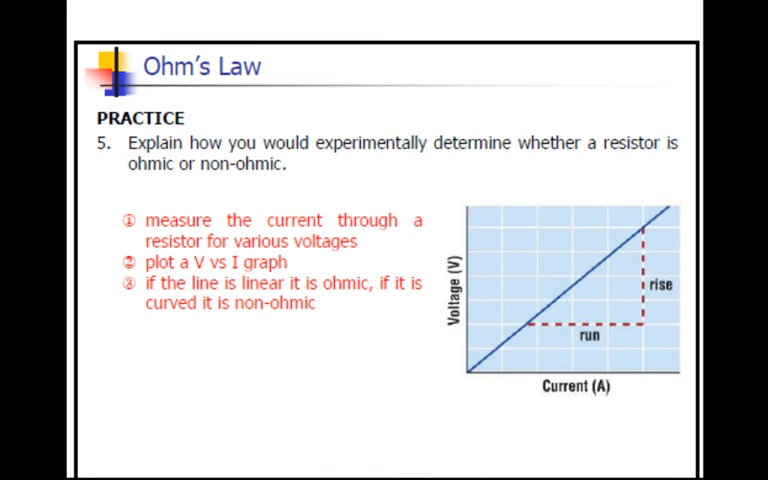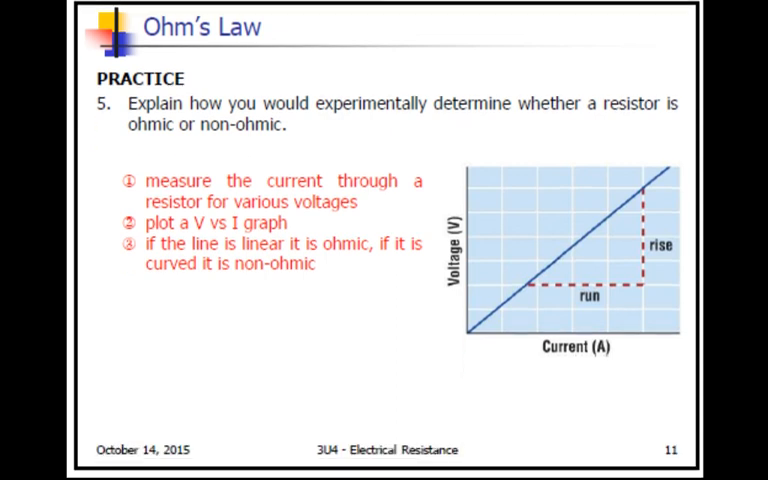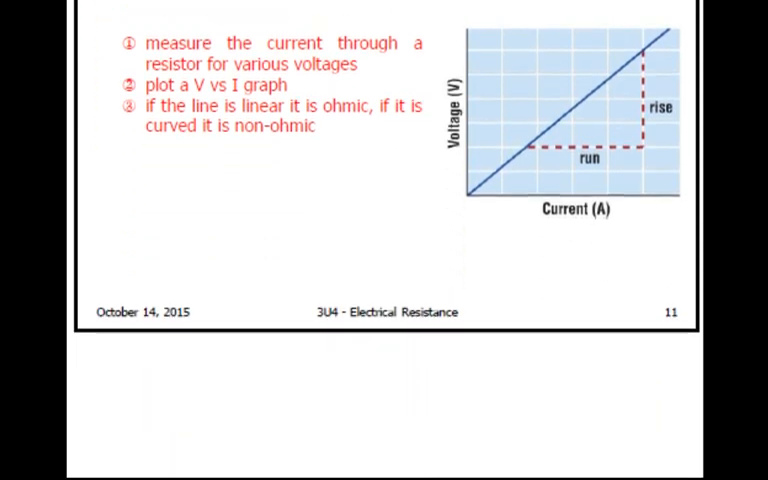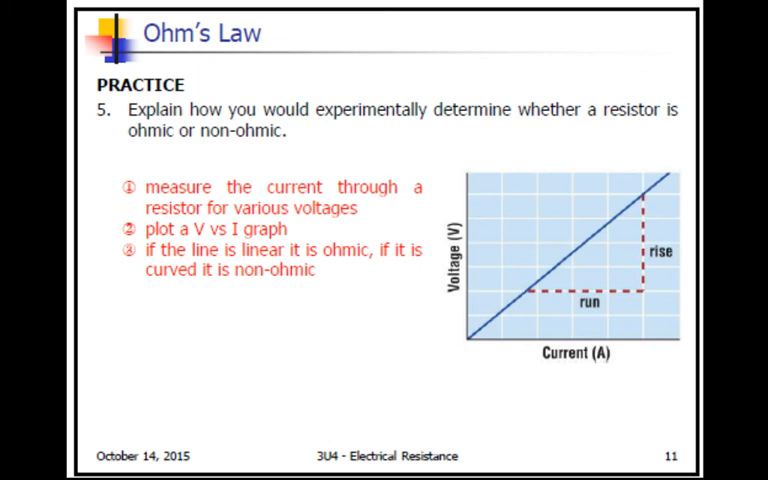So here's a question. Explain how you would experimentally determine whether a resistor is ohmic or non-ohmic. You can measure the current through the resistor at various voltages, plot the V versus I graph, and see if the line is linear. If that line is linear, we know we have an ohmic relationship, so our resistor would be considered to be an ohmic resistor.